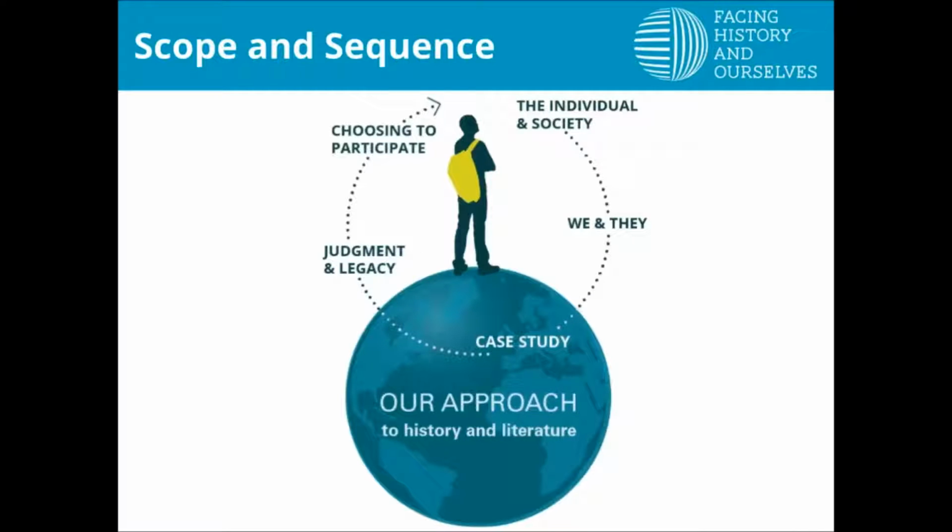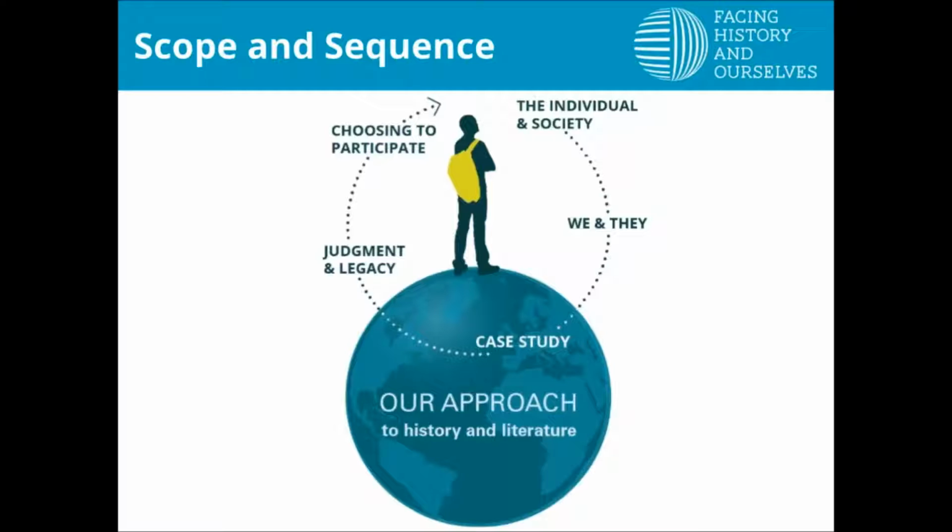So a little bit about how we think about education, how we organize our curriculum. We have what we call a scope and sequence, our approach to teaching history and literature, which is really mainly what we focus on, though we have ideas for other disciplines as well. And we start up here where you see the words the individual and society.